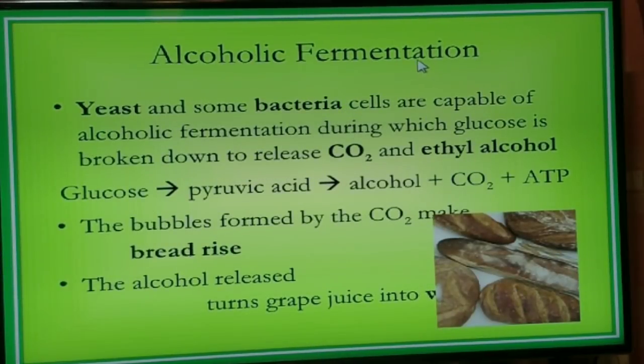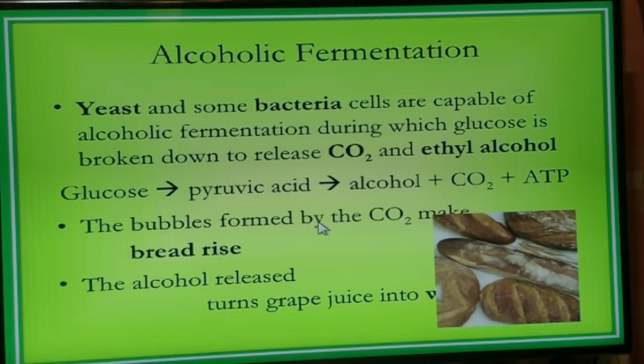Alcoholic fermentation. Yeast and some bacteria cells are capable of alcoholic fermentation, during which glucose is broken down to release carbon dioxide and ethyl alcohol. Glucose without oxygen gets converted into pyruvic acid. Pyruvic acid gets converted into ethyl alcohol, carbon dioxide is generated, and ATP is produced.